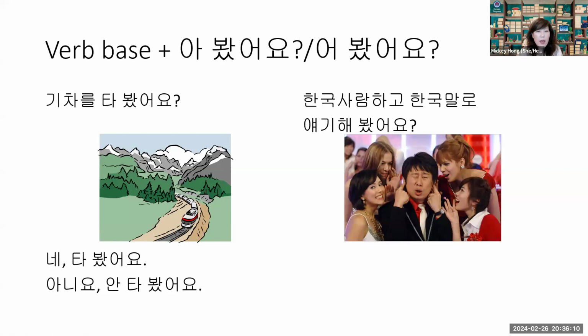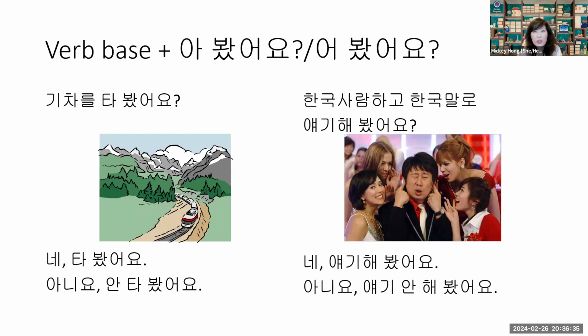Have you been on a train? 타다 is to get on a vehicle, to ride something. 타요, you take out 요, and then 봤어요? 네, 타봤어요. Yes, I've been on a train. 아니요, 안 타봤어요. No, I have not been on a train. 한국 사람하고 한국말로 얘기해 봤어요? Asking, have you tried speaking to a Korean in Korean? 네, 얘기해 봤어요. 아니요, 얘기 안 해 봤어요.